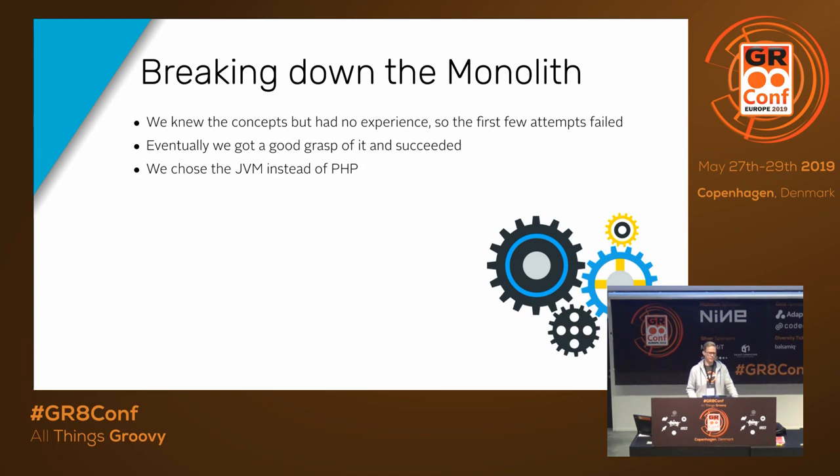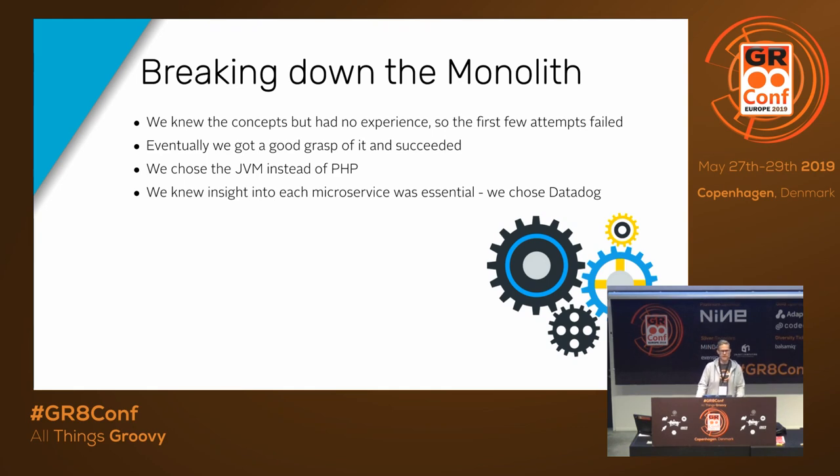We chose the JVM instead of PHP. We also knew that insight into our microservices was quite important. Our old monolith was running on Apache, so we had some insight into the Apache server, but we knew that we needed even more, so we chose Datadog. We also decided that from day one we wanted to containerize everything, so we chose Docker. We also needed to deploy and test our software, so we chose Jenkins as our CI/CD tool.